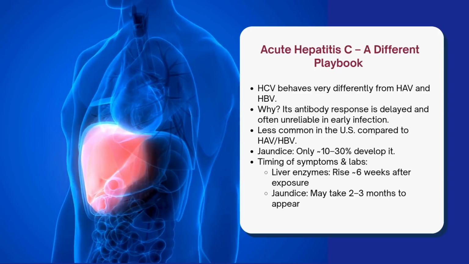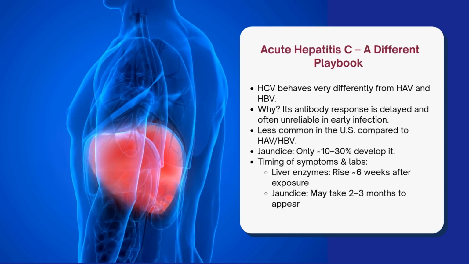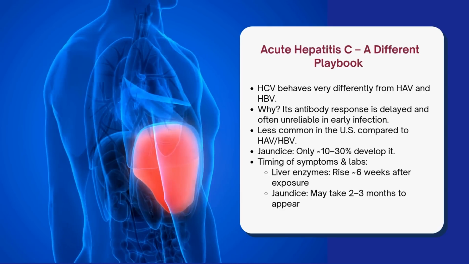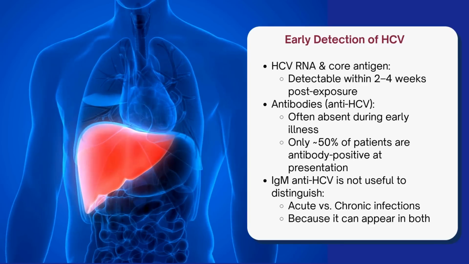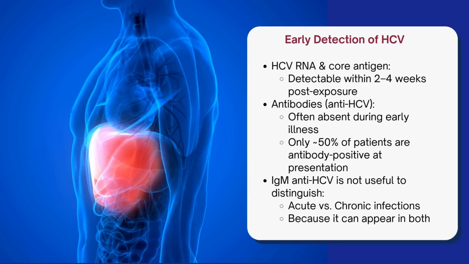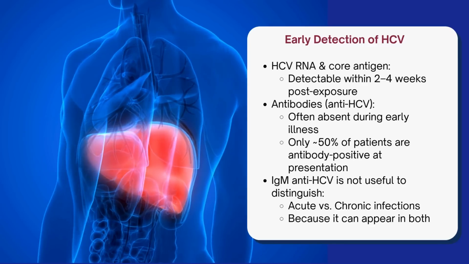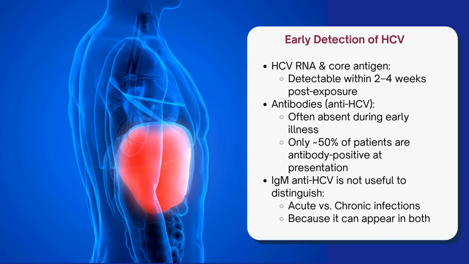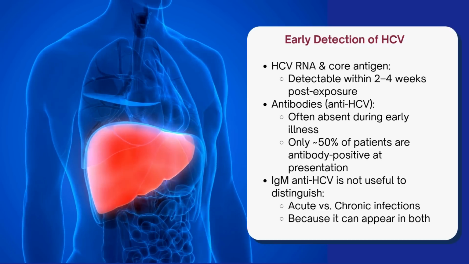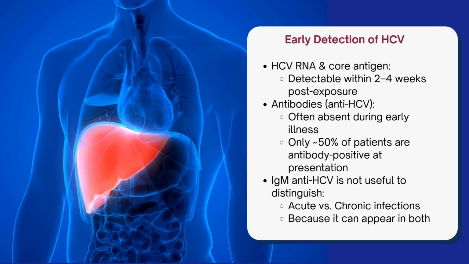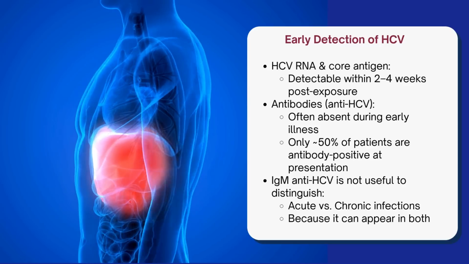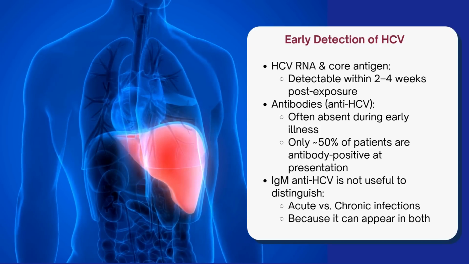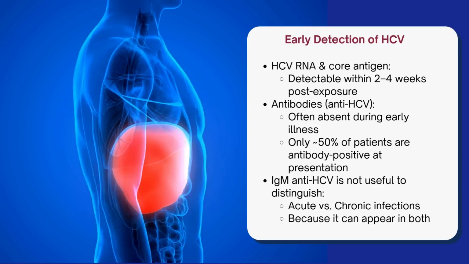Well, liver enzymes typically start to rise about 6 weeks after exposure. Jaundice might not appear until 2 to 3 months later. But here's the key: HCV RNA and core antigen can be detected much earlier, often within 2 to 4 weeks of exposure. That's when the viral load shoots up, even though the antibodies are still lagging behind. Unlike hepatitis A and B, anti-HCV antibodies may only be present in 50% of patients at the time of clinical presentation.